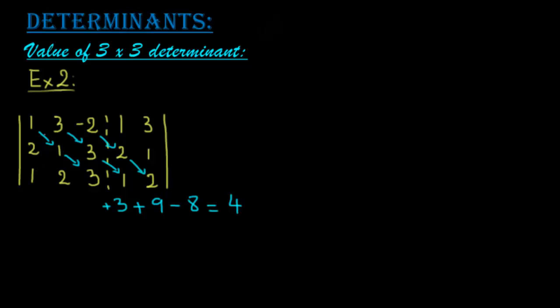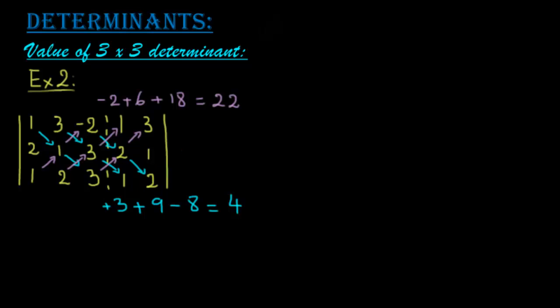And now I'm gonna multiply across all the way up. So 1 times 1 is 1, times -2 is -2. 2 times 3 is 6, times 1 is +6. 3 times 2 is 6, times 3 is +18. So then we add them up, which gives me +22.